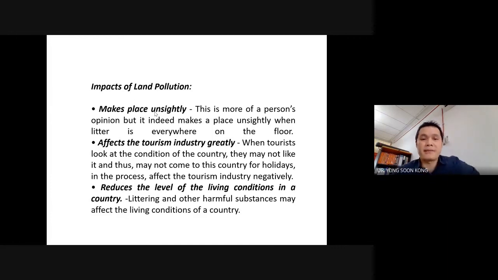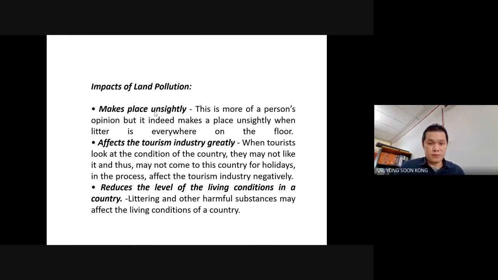So again, the impacts can be many. First of all, human health, and then the environment. If that happens, we're going to have a secondary effect on other sectors. Of course, it could affect tourism.